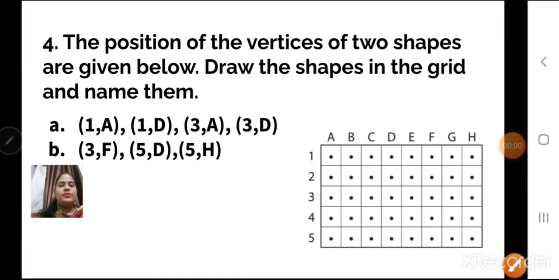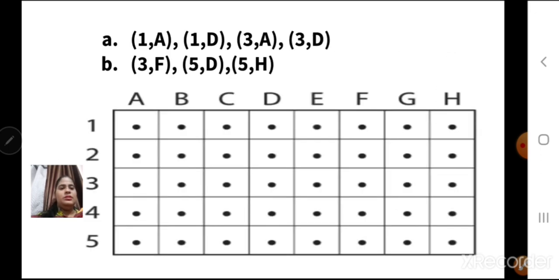This is question number 4. Okay. The positions of the vertices of 2 shapes are given below. Draw the shapes in the grid and name them. So we have to draw the shape and then we have to name it. So let us draw, children. You can use your scale.